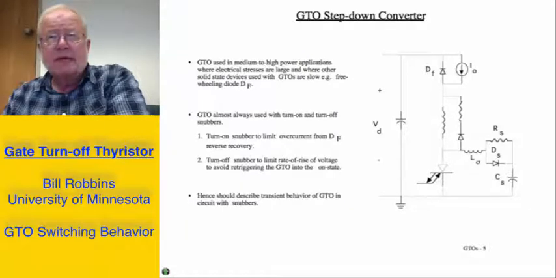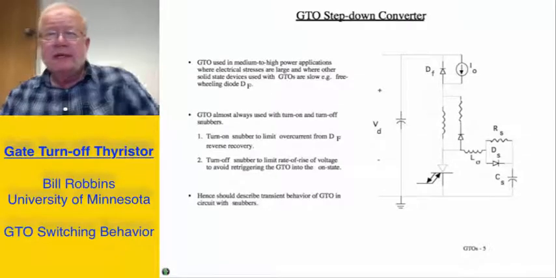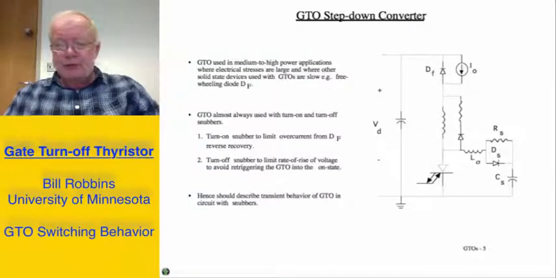And the thing we have to realize about a GTO is that it's a medium to high power device where the electrical stresses are going to be relatively large, and where other solid-state devices that are used with a GTO might be relatively slow themselves, such as the freewheeling diode. And so the GTO is probably going to need some kind of external protective measures.